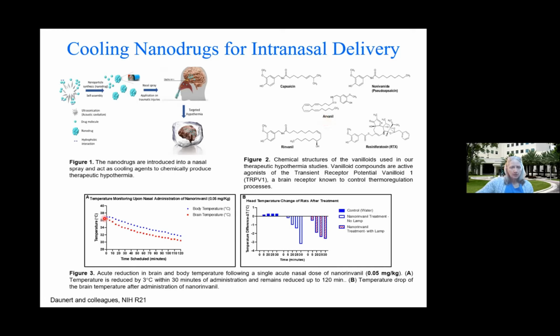So we did some pilot animals for the R21, clearly showing that when we administered these nanodrugs nasally, this nanodrug in particular using Renvanil the way they've packaged it, we saw a decrease over time in both brain and body temperature. So now I'm going to go back and start to look at TBI as well as modifying this, and we're going to use telemetry systems so we can have the animals awake as opposed to anesthetized, since, as most of you probably already know, anesthesia can also affect temperature.